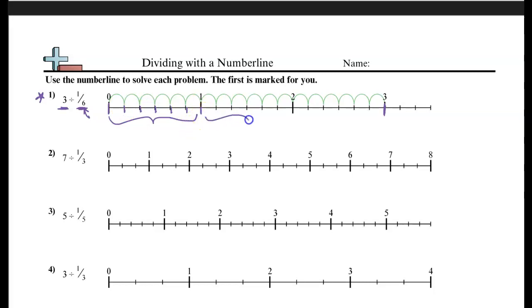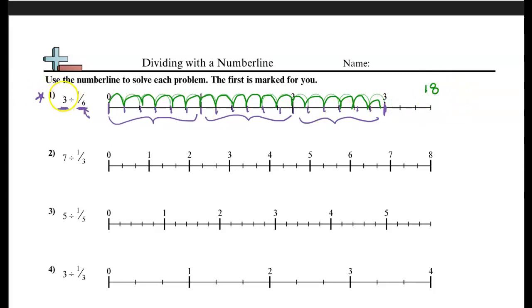And we'll do that again for the whole number between 1 and 2. And again between 2 and 3. And this is essentially the same question as how many times does the fraction 1/6 fit into the whole number 3? Well, we can count them by going over the little green humps. So we have 1, 2, 3, 4, 5, 6, 7, 8, 9, 10, 11, 12, 13, 14, 15, 16, 17, 18. So our answer would be 18.